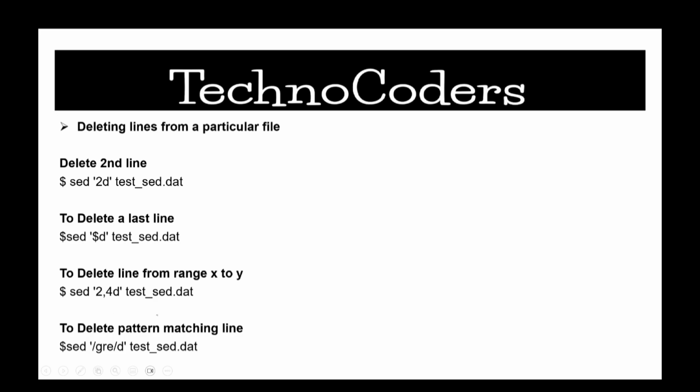And suppose you want to delete any particular pattern, for example the pattern GRE, wherever it is found, then it will delete it. Okay, so this deletes the lines matching the pattern. Whenever it finds GRE, it will delete it.